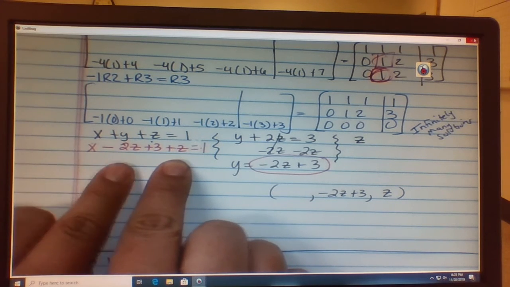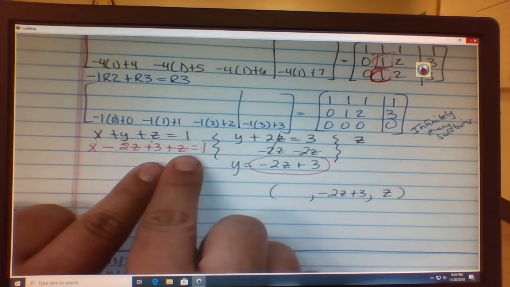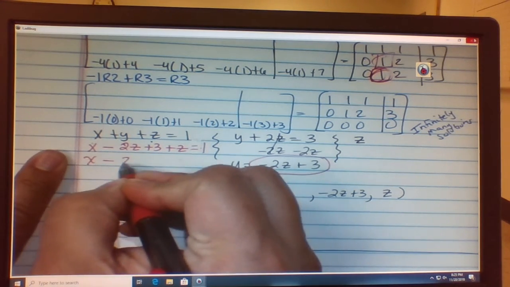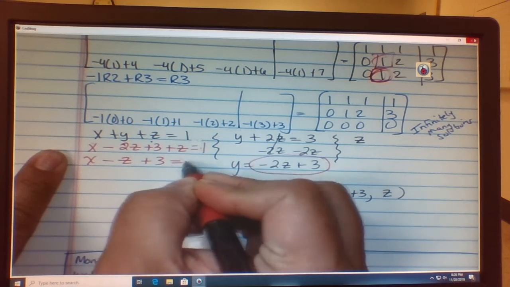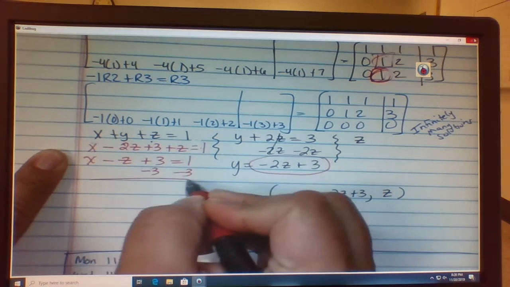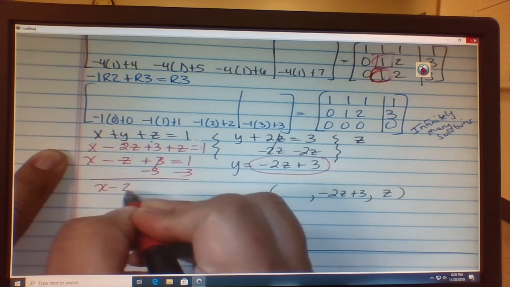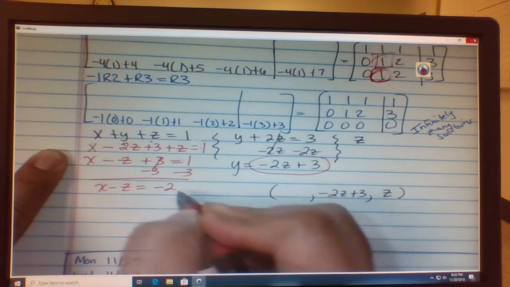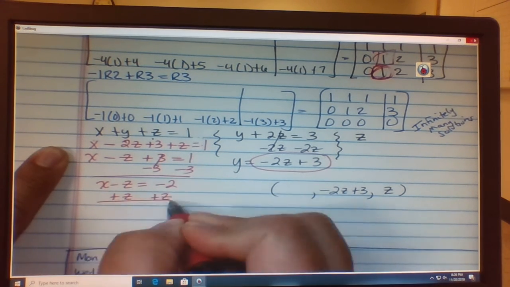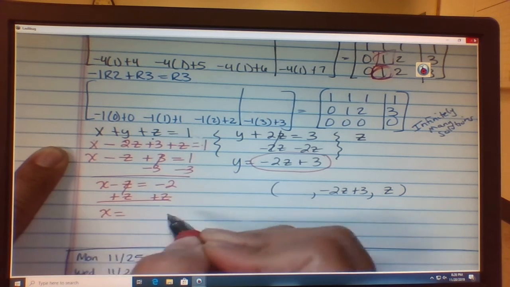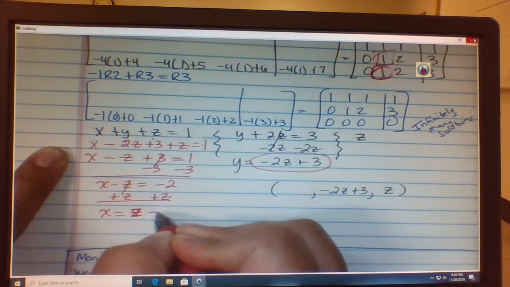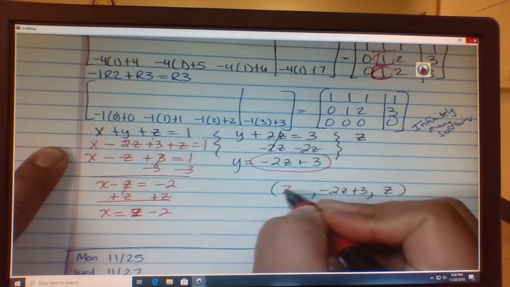The z's do not cancel out because I have a negative 2 plus 1. So this becomes x minus z plus 3 equals 1. I will subtract that 3. x minus z equals negative 2. But what do I have to do with the z now? Add the z. So x equals z minus 2. So this is z minus 2.